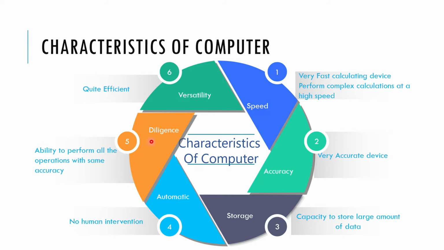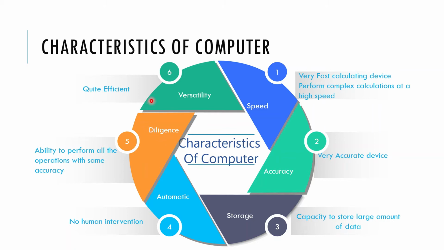Then we have diligence. Ability to perform all the operations with the same accuracy. Computer is a machine. It doesn't suffer from tiredness or boredom. Today I'm tired, I'm not going to do the job. This doesn't happen with a computer. It's a very diligent device. Even if a million instructions are to be performed, it will perform all the instructions with the same accuracy.